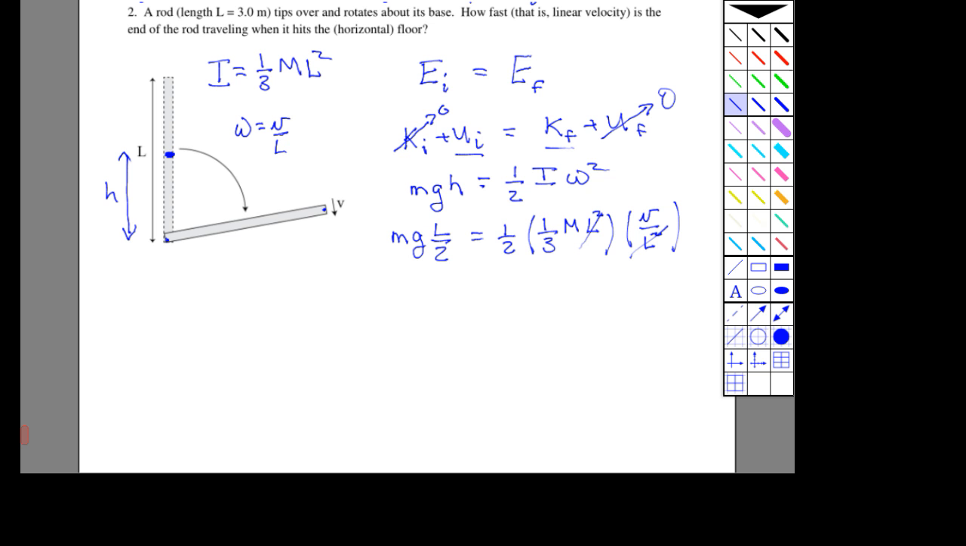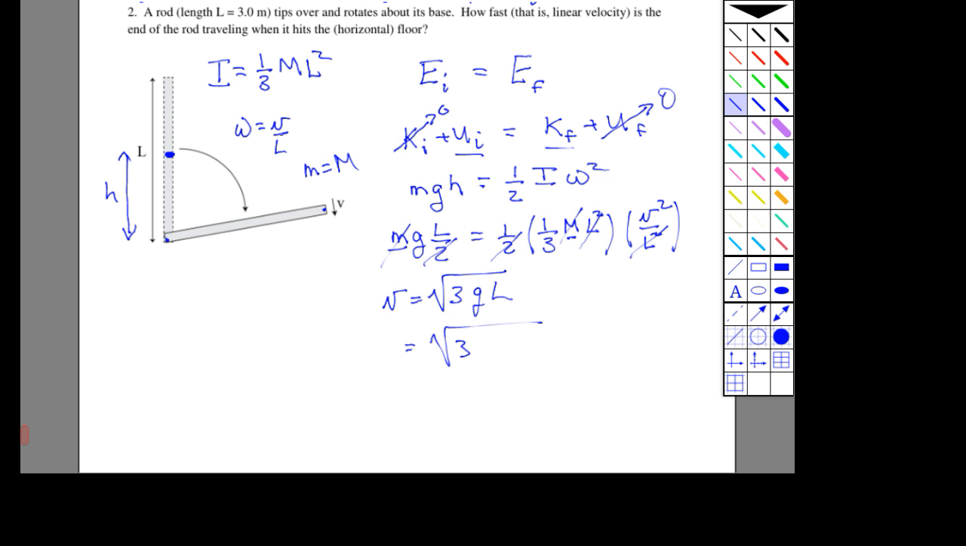There. So if we look at this, our L squares cancel, and this half here cancels with this half, and then, well actually, I have two symbols for mass here. Sorry, those are actually the same. So little m here is equal to big M, and they're going to cancel. And all that's left to do is solve for the speed, which is the square root of 3g times L.